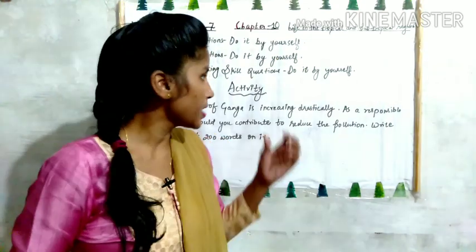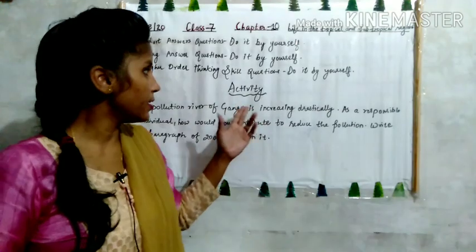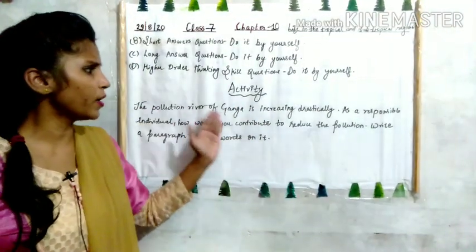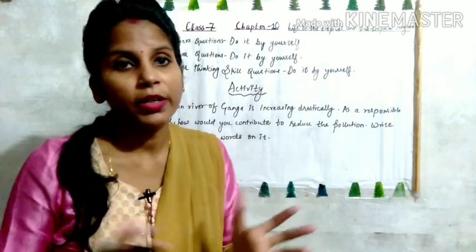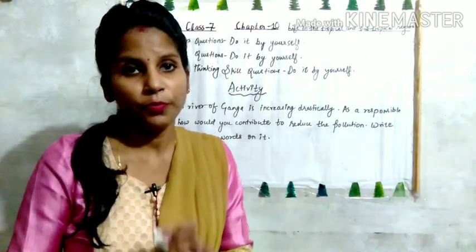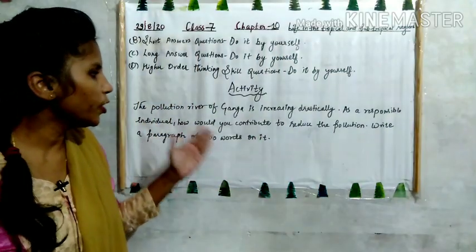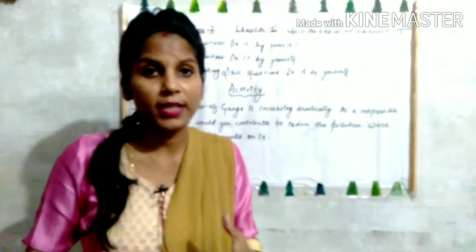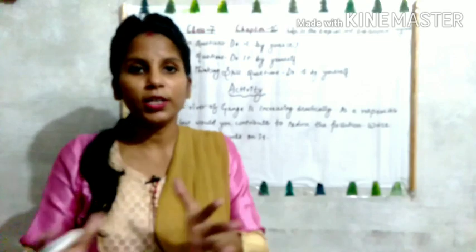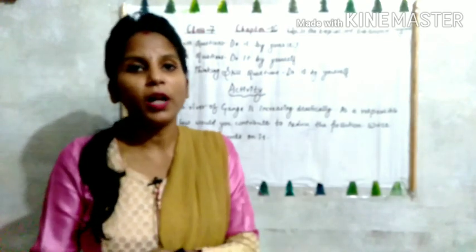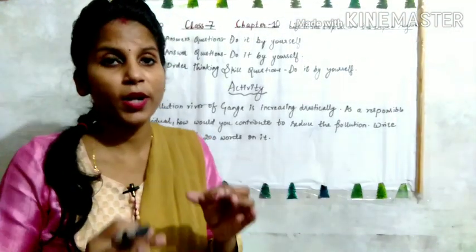Now let us come to the activity. This is our activity chapter. So the activity is that the pollution of the river Ganga is increasing drastically. As we all know, our river Ganga is polluted day by day. As a responsible individual, how would you contribute to reduce the pollution? So as a responsible individual or citizen of the country, how can you reduce the pollution of Ganga river? Write a paragraph of 200 words on it. So this is your activity.